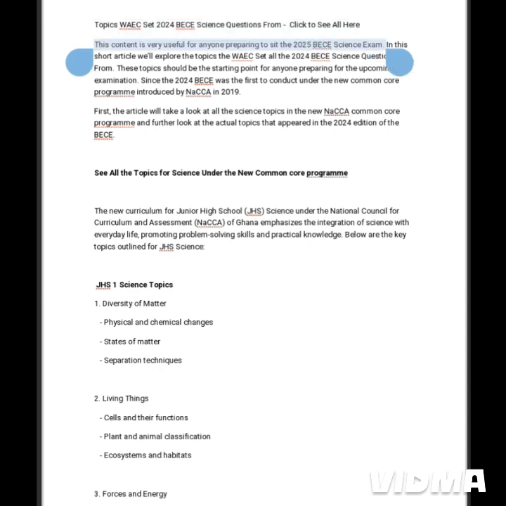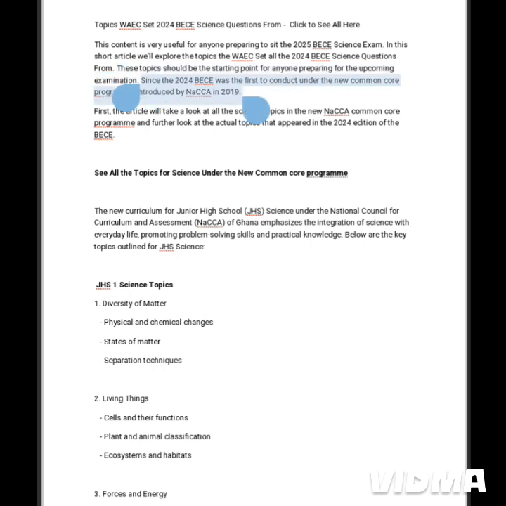This content is very useful for anyone preparing to sit the 2025 BECE Science exam. In this short article, we'll explore the topics the WAEC set all the 2024 BECE Science Questions from. These topics should be the starting point for anyone preparing for the upcoming examination.